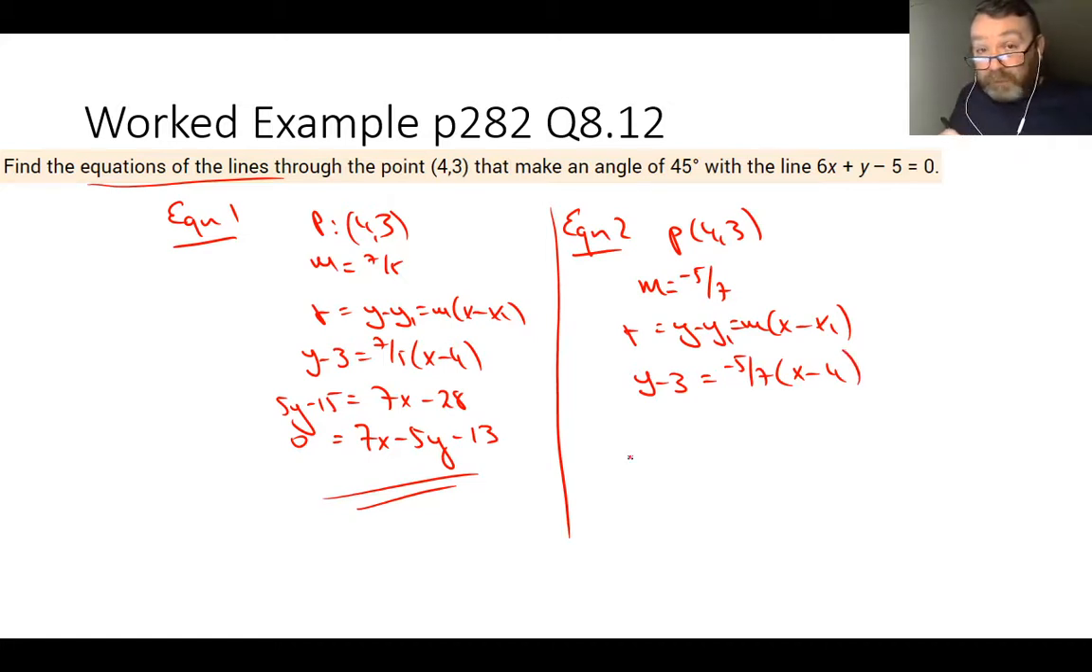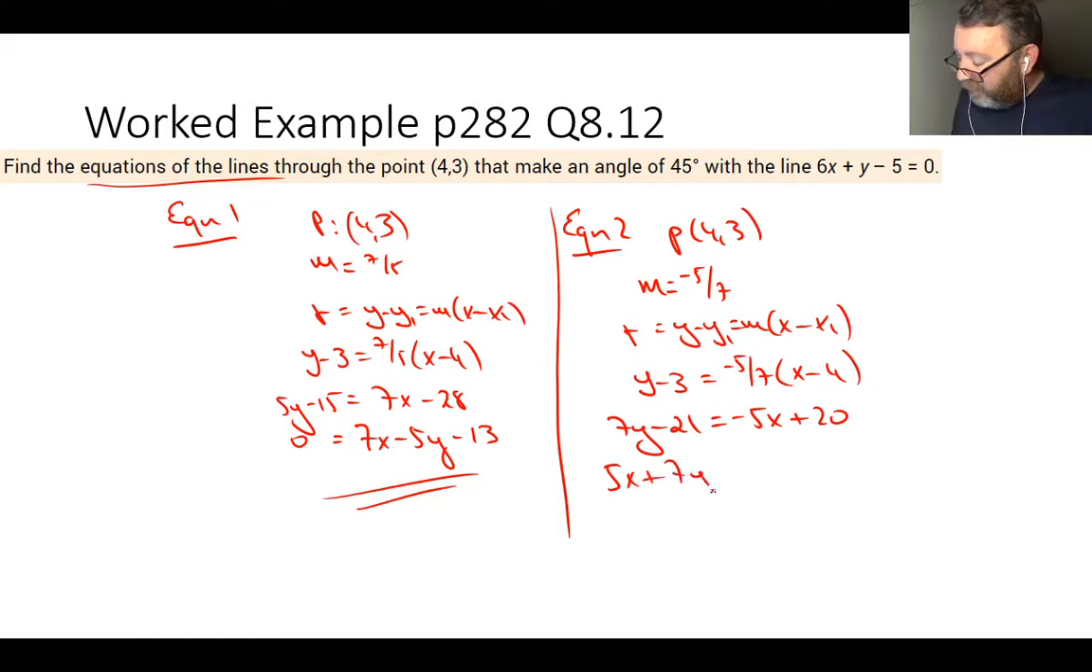Now you're going to multiply across both sides by 7 this time to clear the fraction. 7y minus 21 equals minus 5x plus 20. So I've just taken the brackets away and allowed the minus 5 in there. Minus 5 times x is minus 5x, and minus 5 times minus 4 is plus 20. So that will give me 5x plus 7y minus 21 minus 20 is minus 41 is equal to 0. And that happens to be the second line.